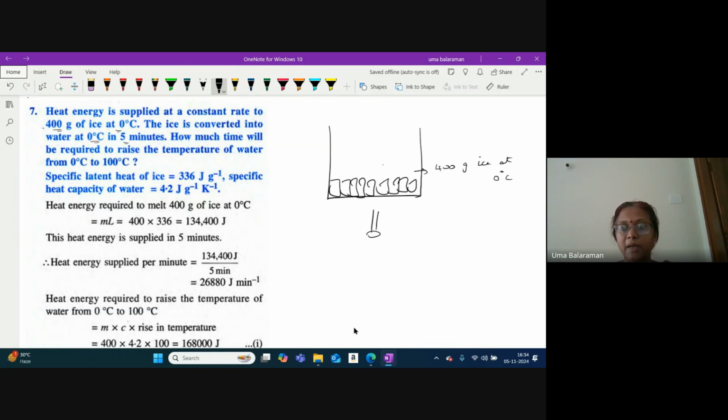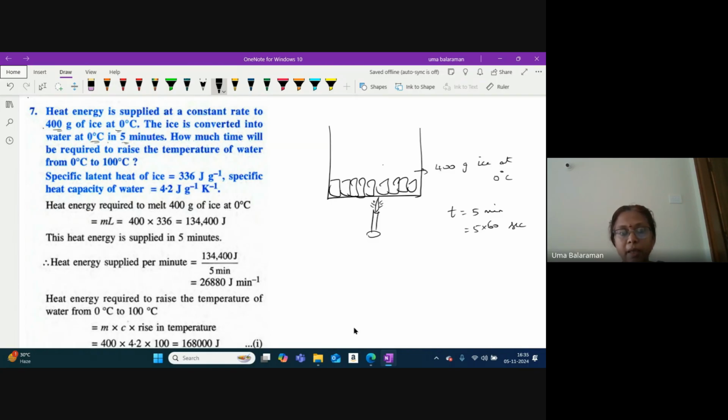Now you are heating it constantly. And ice got converted to water in 5 minutes. So time is 5 minutes, or 5 into 60 seconds. How much time will it need to raise the same water from 0 degree to 100 degrees Celsius? Okay, so it took 5 minutes to melt.